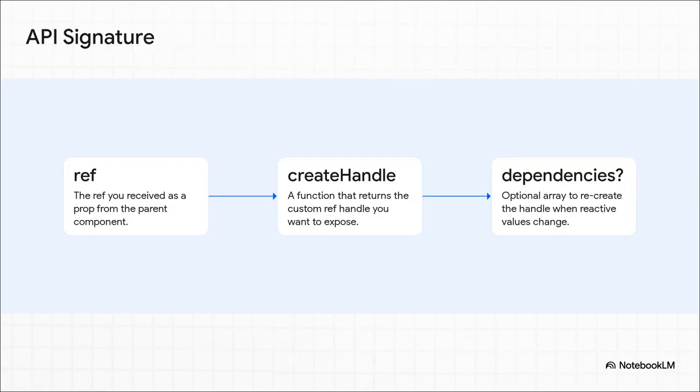Okay, let's look at how it's structured. Don't worry, it's simpler than it looks. First, you give it the ref coming down from the parent. Second, you give it a function, a createHandle function, and this is where you build and return that custom remote control object. And last, there's an optional dependency array, the usual suspect, just like in useEffect, which will rebuild your handle if any of those values change.